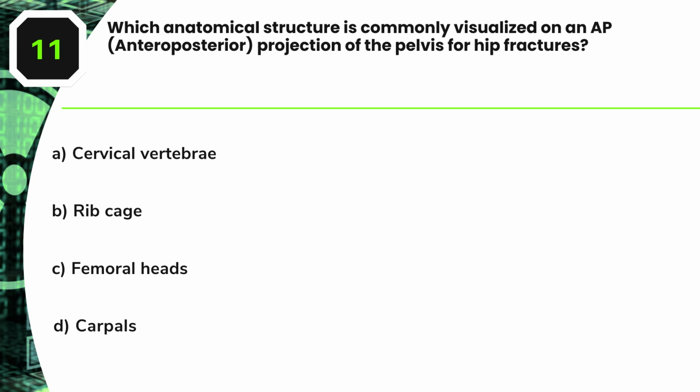Question 11. Which anatomical structure is commonly visualized on an AP, anteroposterior, projection of the pelvis for hip fractures? A. Cervical vertebrae. B. Rib cage. C. Femoral heads. D. Carpals.